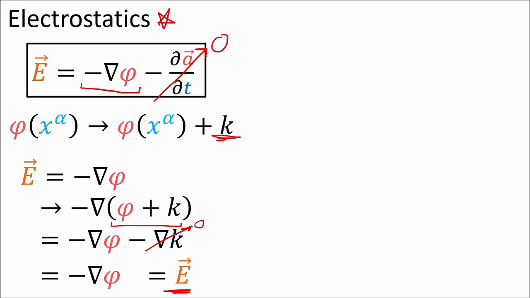This means that the electric field E is completely unchanged by this potential transformation, in the special case of electrostatics. This means that there are multiple possible phi potentials that give the same electric field and the same physics.